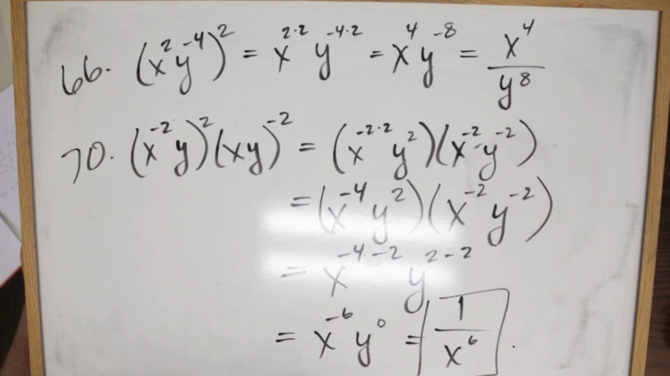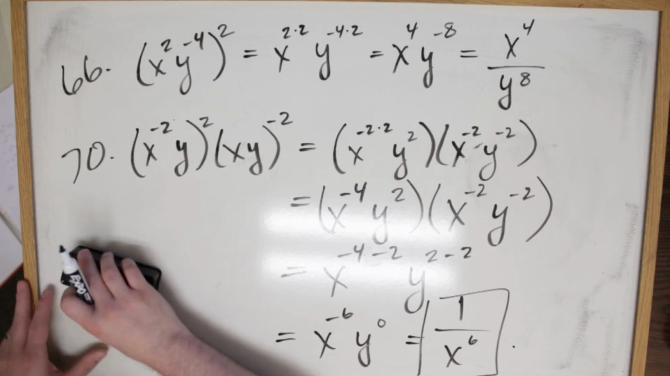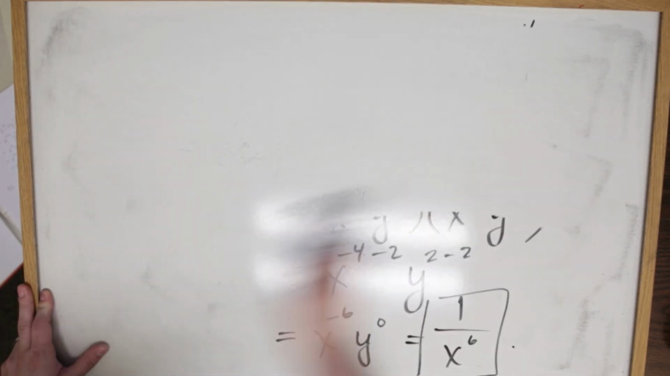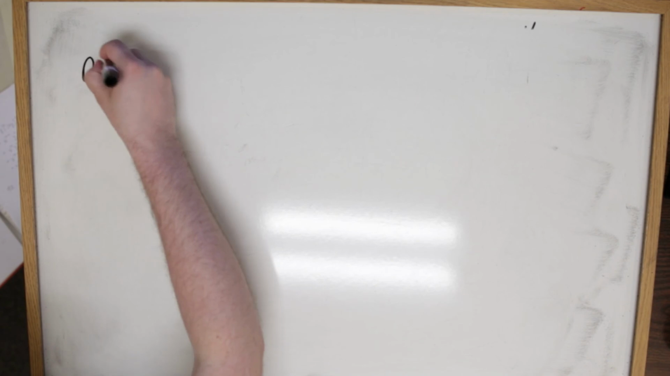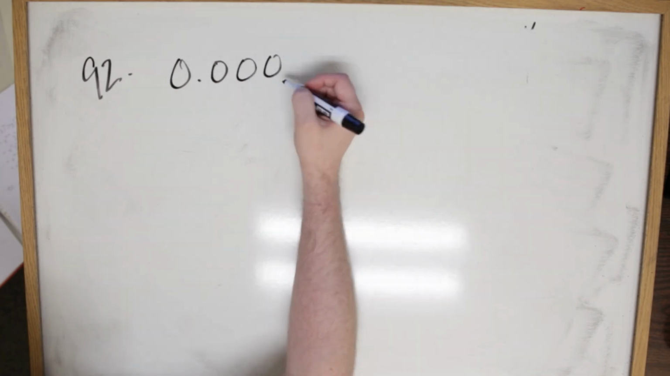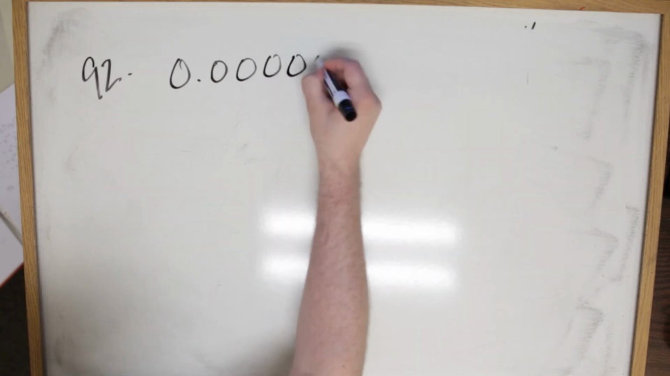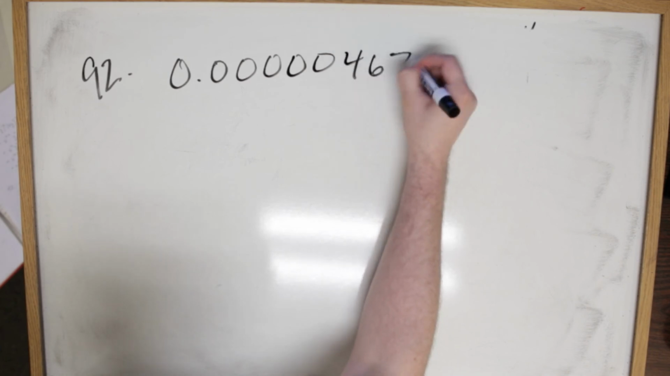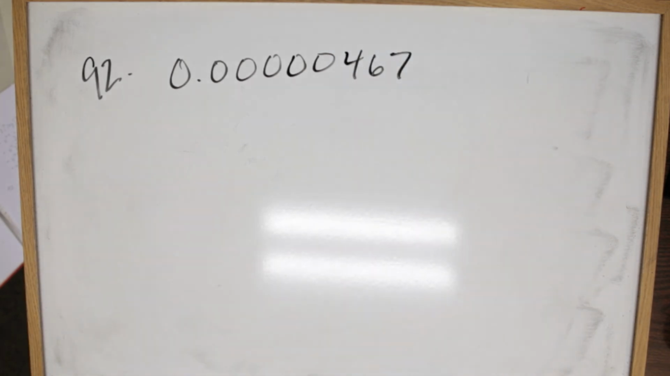All right, let's go ahead and look at a couple of scientific notation questions. So what we're going to do for the first one is convert a decimal into scientific notation. So 92, we have 0.0000467. This is why writing out these full numbers is annoying, and we can represent it as scientific notation in a much easier way.